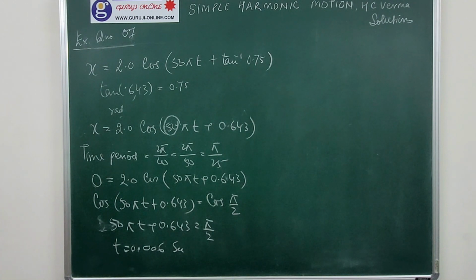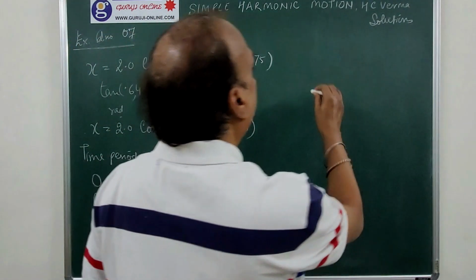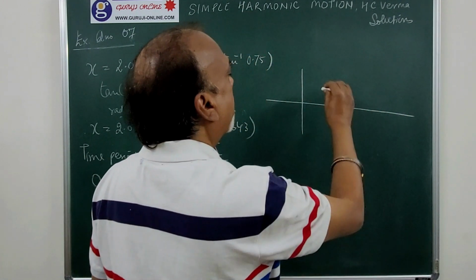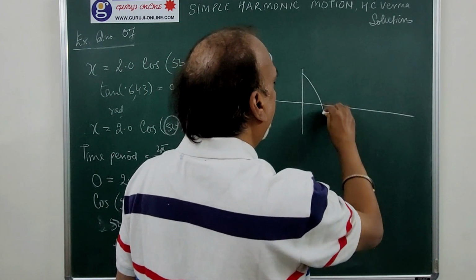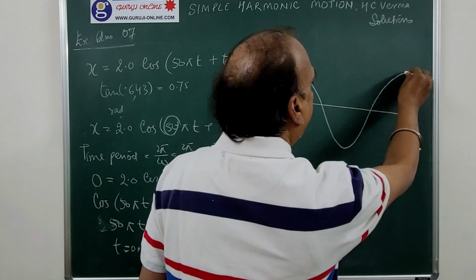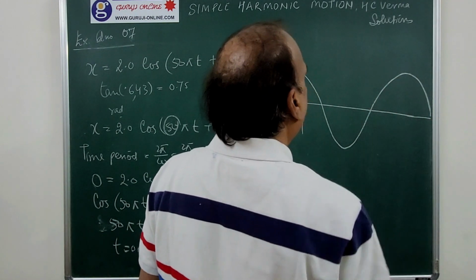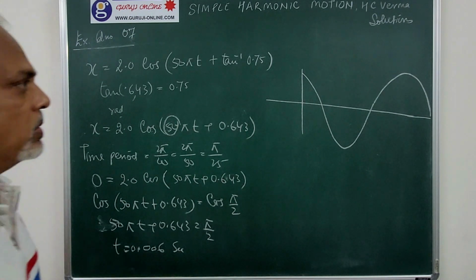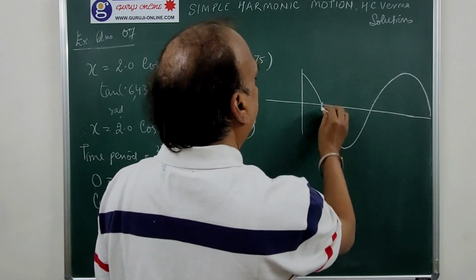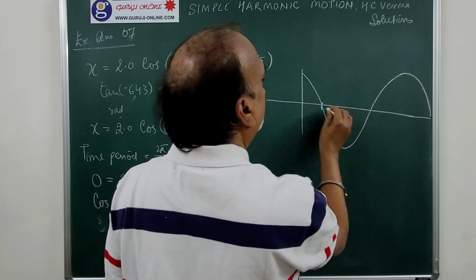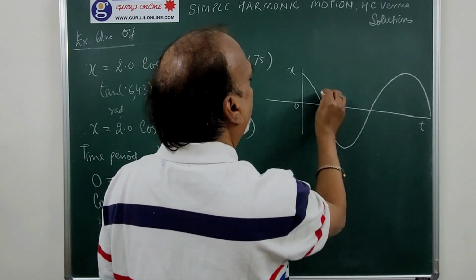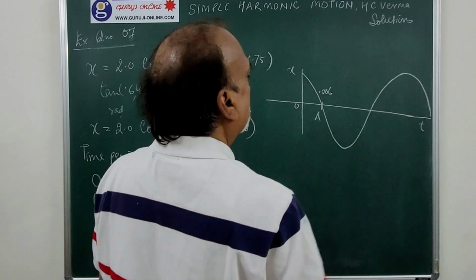Correct? So this is a cos curve basically. This will be like this. It is positive. T is positive here. That means this is cutting at this. And what is this? This is T. This is X. This is 0. Suppose this is point A and this is coming as. Correct?